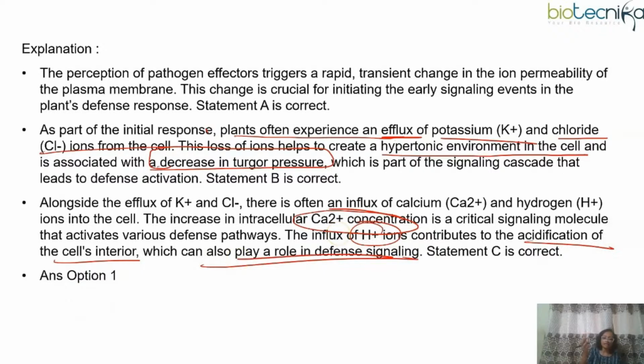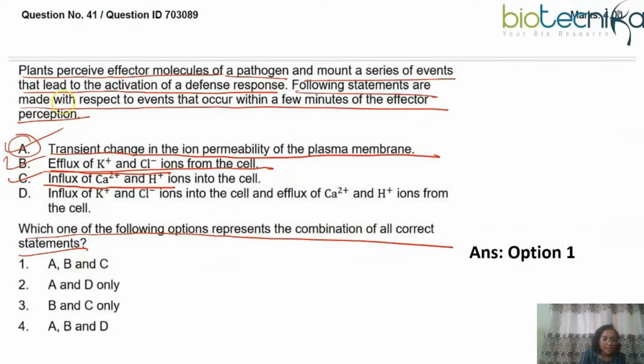Just like how increase in calcium is a signal, acidification of the cytosol is also a signal which activates the plant cell's defense signaling mechanism. So, A is correct, B is correct, C is correct. D is not correct because it's exactly opposite. D is saying that there is influx of potassium and chloride and efflux of calcium and proton. It's exactly opposite to B and C. So D is not correct. The answer is option 1, which is A, B and C. These 3 sentences are correct.